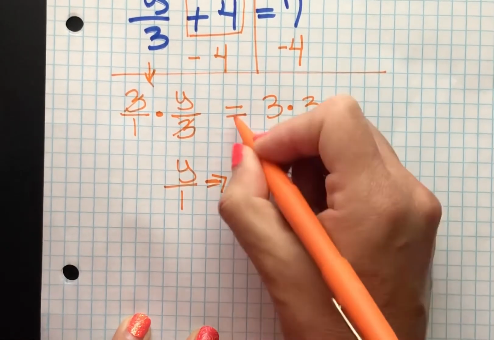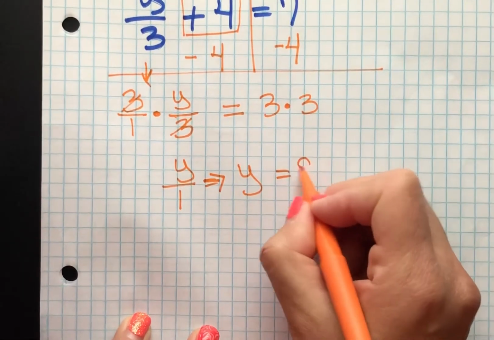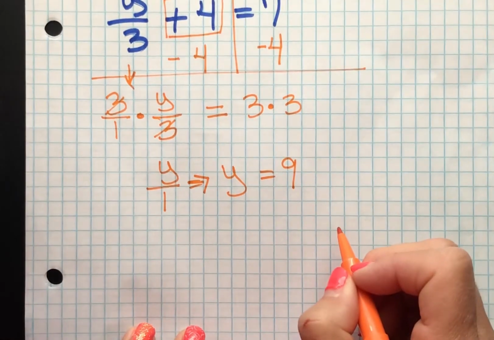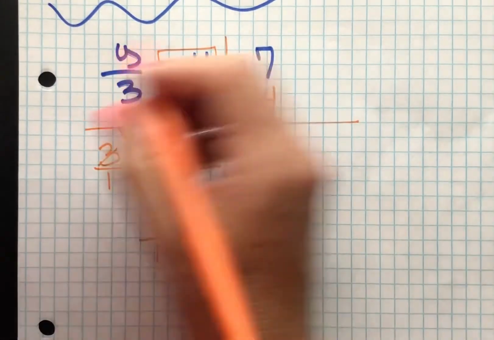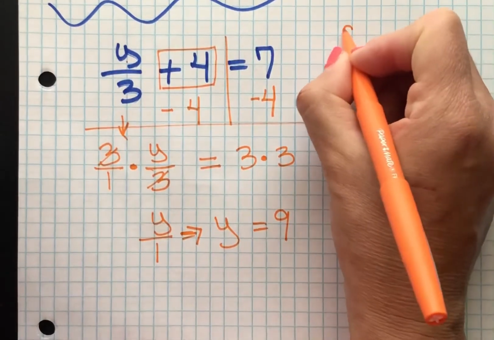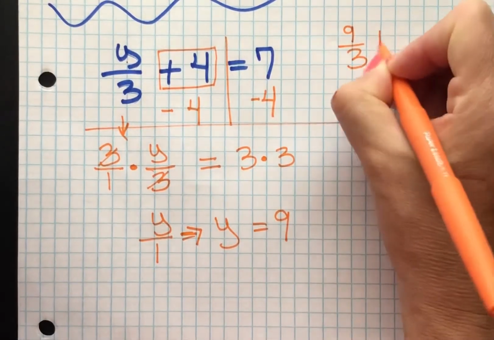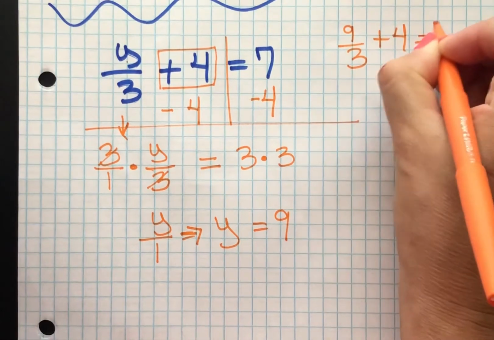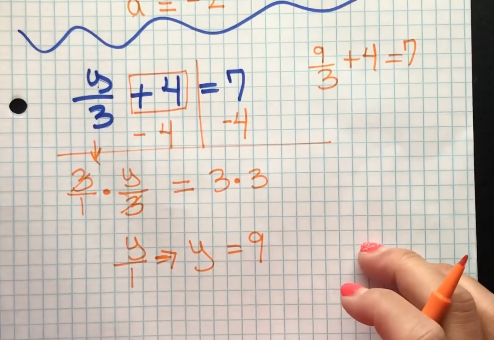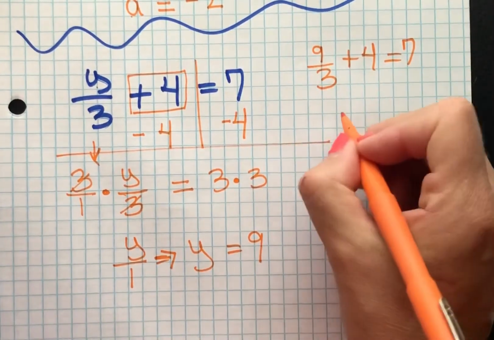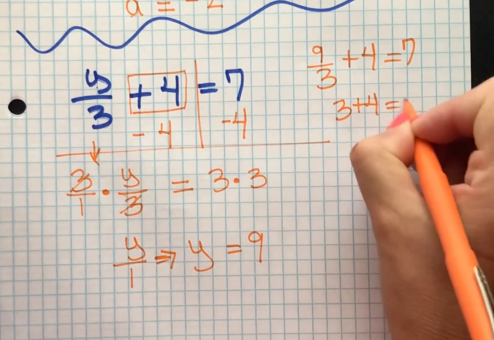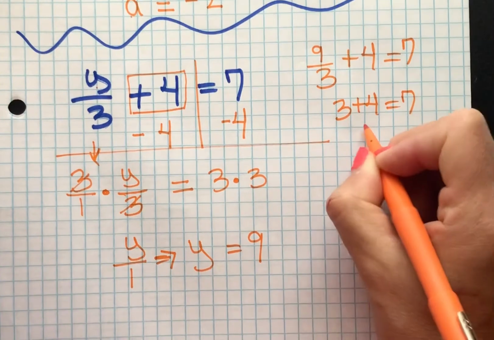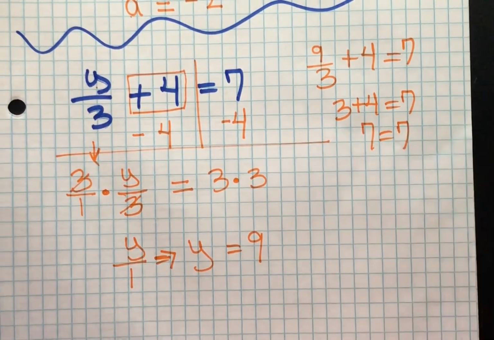So then let's bring down this equal sign, and now 3 times 3 is 9. So go back up here and tell me, does that work? Well, if this is 9, then I would have 9 divided by 3 plus 4 equals 7. Is that going to work for us? Well, 9 divided by 3 is 3. And is 3 plus 4 7? Yes. Okay.